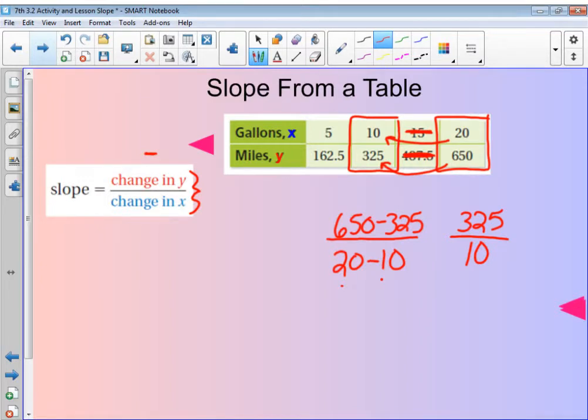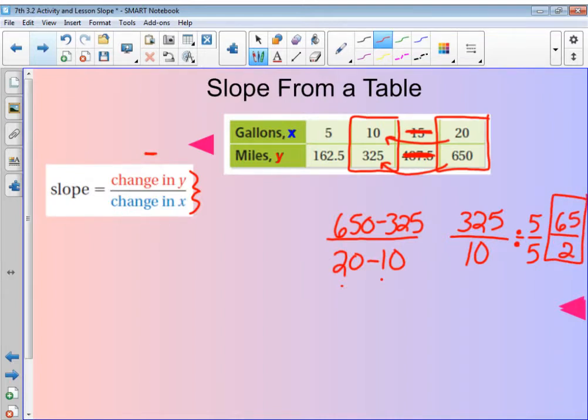So when I look at this, 10 won't go into 325, but 5 would go into each of these. So if I reduce by 5 over 5, 325 divided by 5, I don't know that off the top of my head, but I know there's 20 and 100. So 40 is 200, 60 would be 300, and then 5 more. So 65 over, 10 divided by 5 is going to give me 2. So that's the slope of my line, okay?